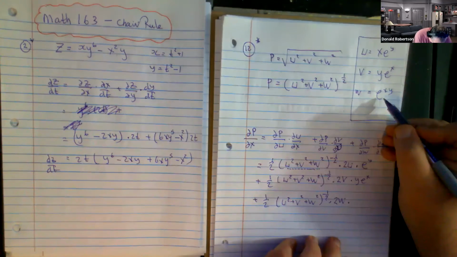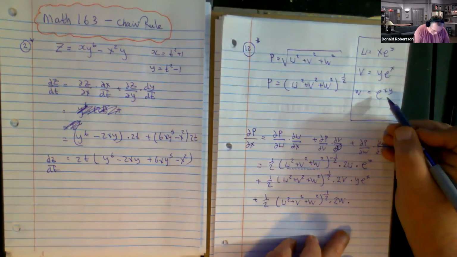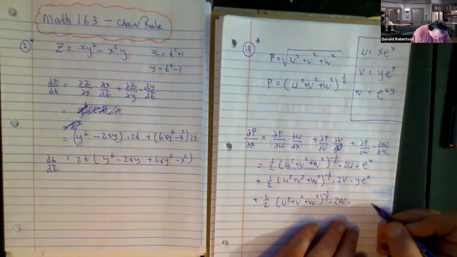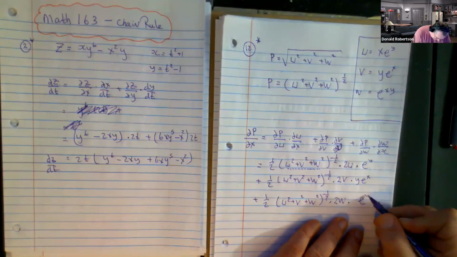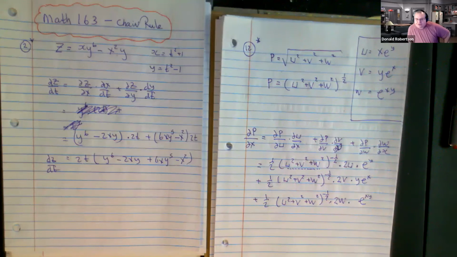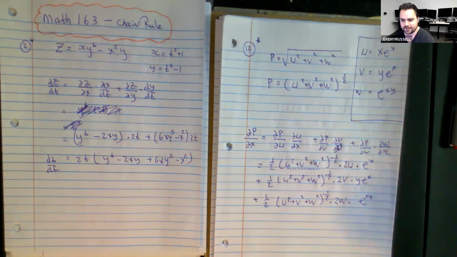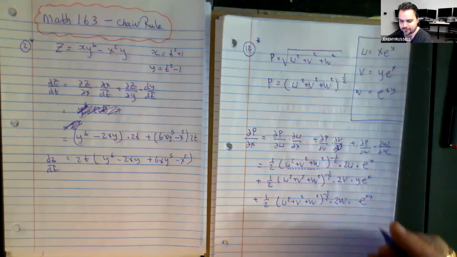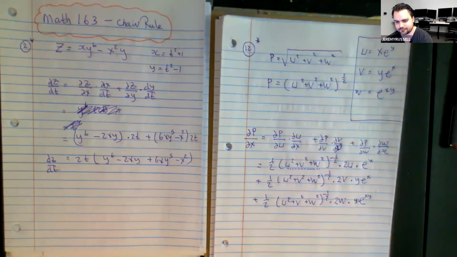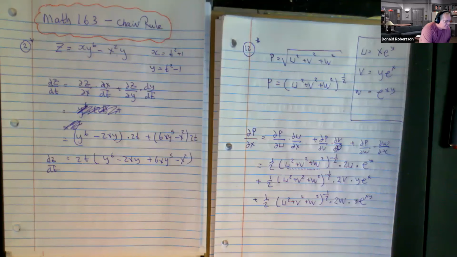And then you differentiate this fella with respect to x. And I'm going to make a mistake here. Oh, if you differentiate e to the xy, you get e to the xy, times an extra y. Now it's not a mistake.